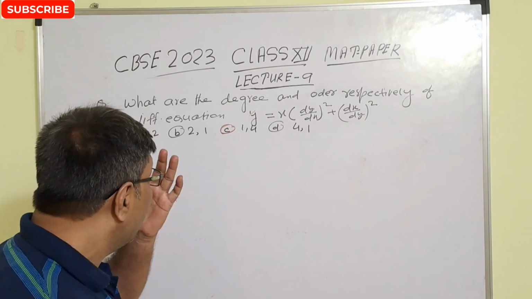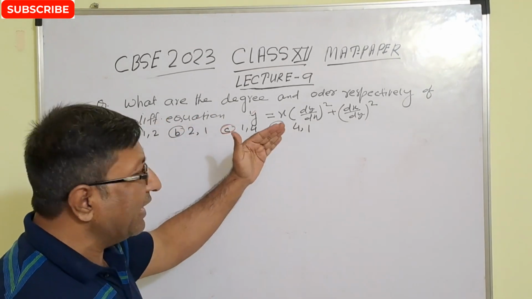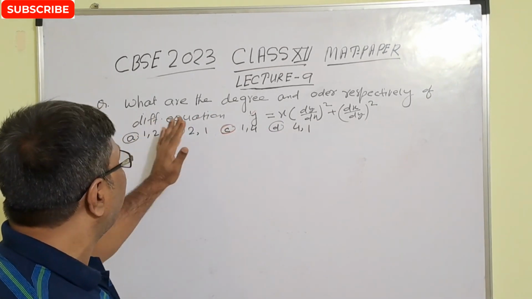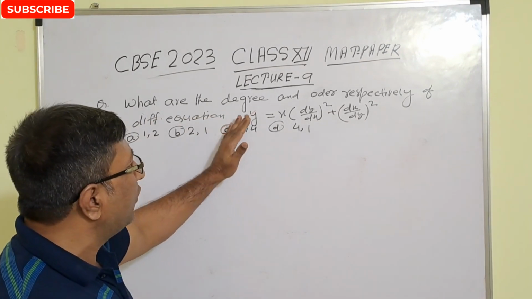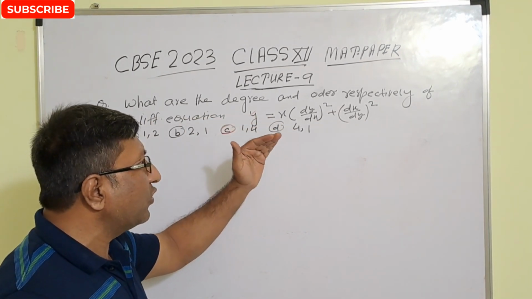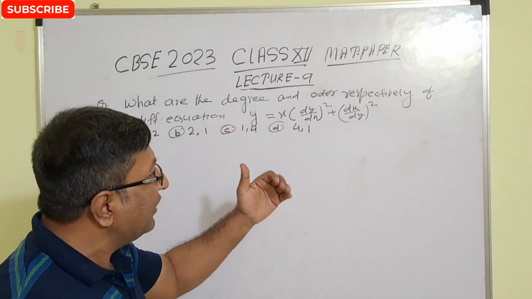Let's see the question. Question is: what are the degree and order respectively of the differential equation y equals x into (dy by dx) whole square plus (dx by dy) whole square?